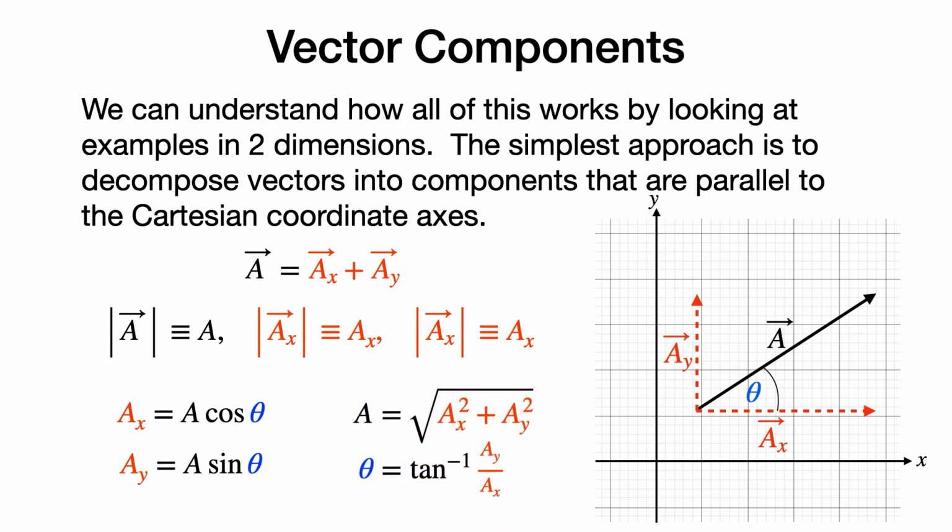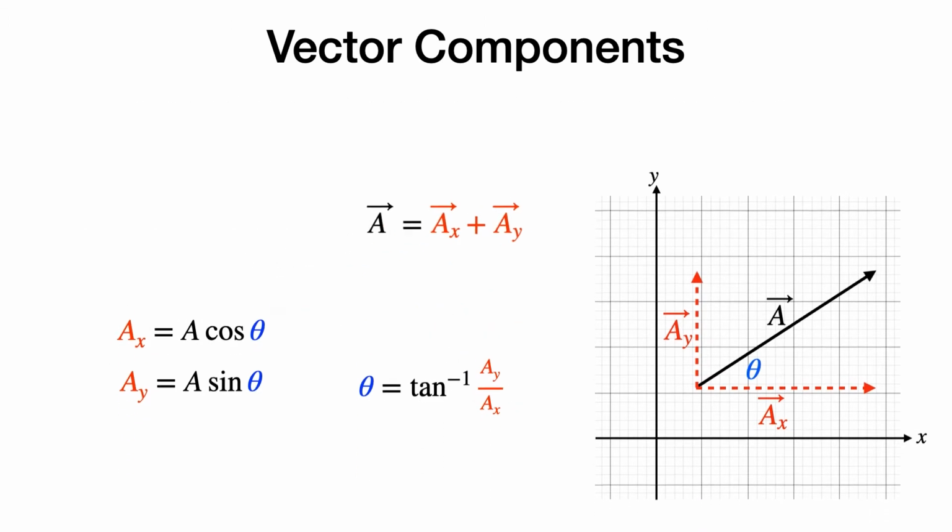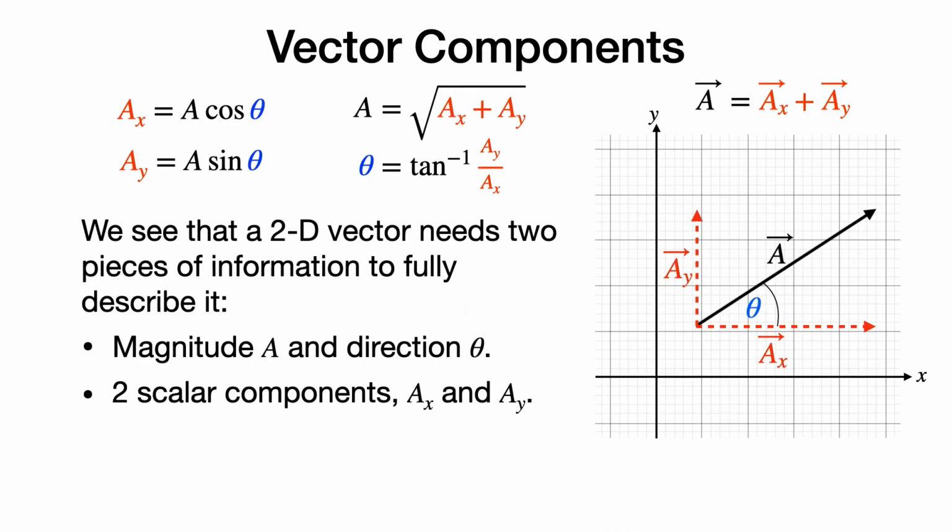And of course, if we have the components a sub x and a sub y, we can use the Pythagorean theorem and a little bit of trigonometry to find the magnitude of A and the angle theta. We see that a 2-dimensional vector needs 2 pieces of information to fully describe it, either the magnitude A and the direction theta, or 2 scalar components a sub x and a sub y.